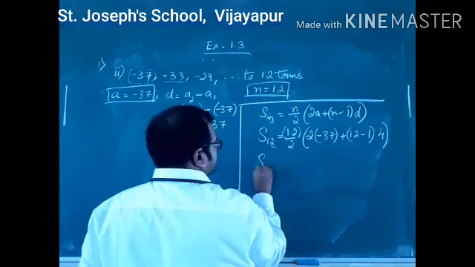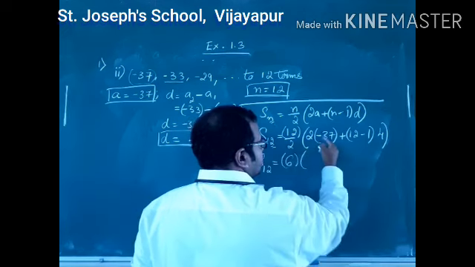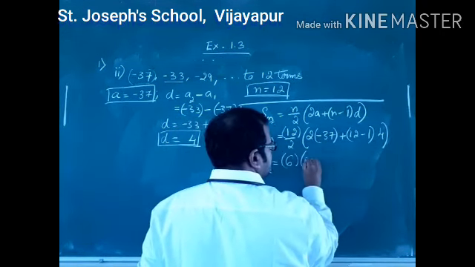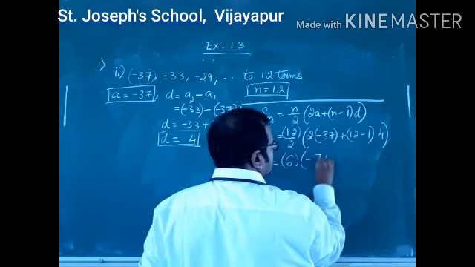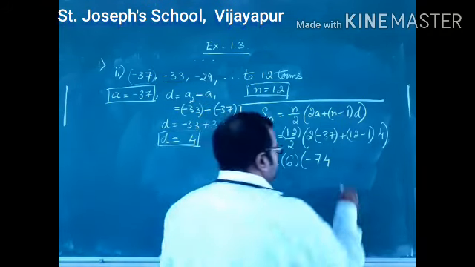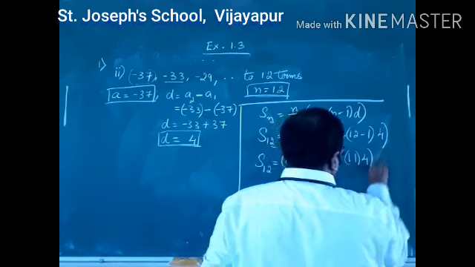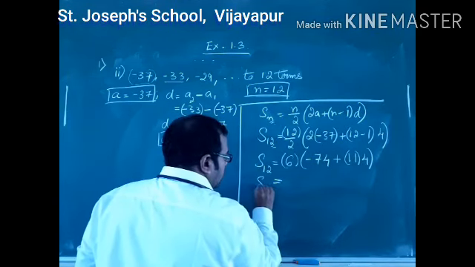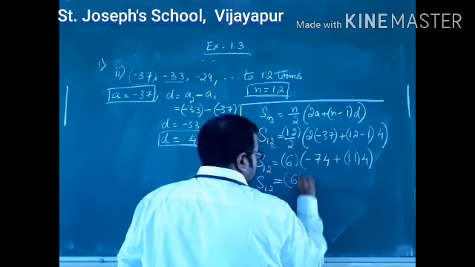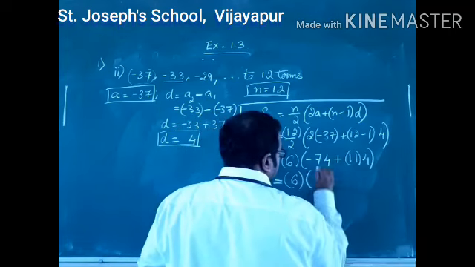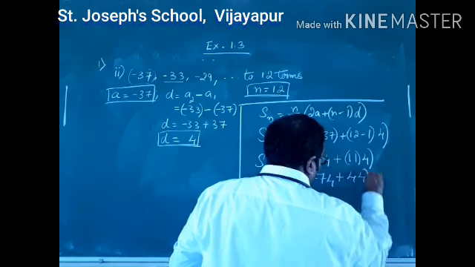So next simplification. Hence we get S12 is equal to 12 by 2 is 6, into 2 into minus 37. 2 into 37 is 74. So minus 74 plus 12 minus 1 being 11 into 4. We'll go cautiously, writing every step here, no need of skipping any steps, because a small error could give us a wrong answer in the ultimate. So minus 74 plus 11 4s are 44.